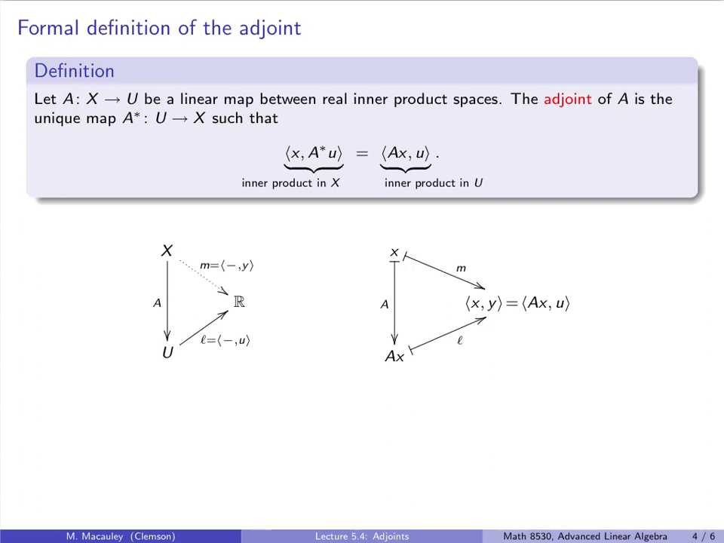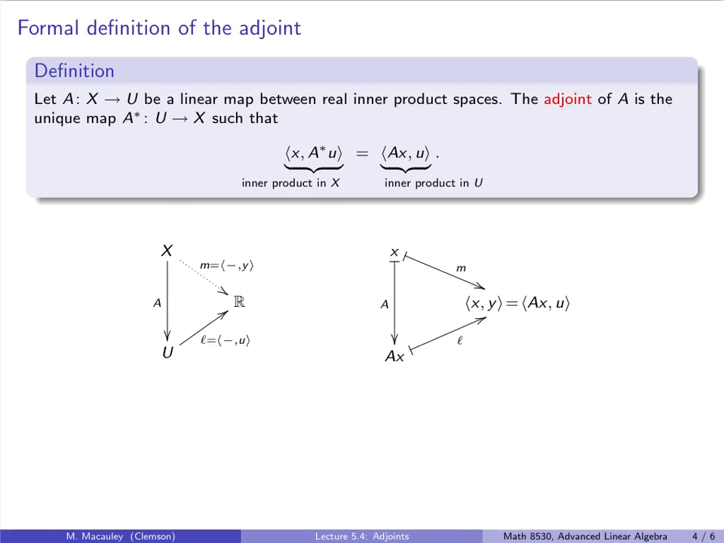Here is the formal definition. Let A be a linear map between real inner product spaces. The adjoint of A is the unique linear map A star from U to X such that the inner product of Ax with u, notice that is happening in the vector space U, is equal to the inner product of x with A star u. Notice that's a different inner product, which is happening in X.